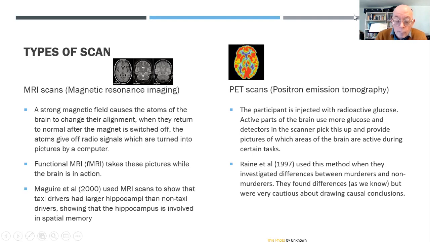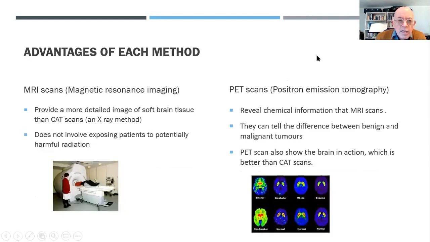Okay, so Rain et al., that's a good example. That's something that we looked at in component 1. They used this method to see if there are any physical differences in the brains of murderers and non-murderers. And they found there were, but as we know, they were also very cautious about drawing any causal conclusions. Just because we've got a particular shape of brain of one sort or another, that doesn't mean that we will definitely go on to kill someone. Right. Okay, so those are the two types of scans. Now let's think about what the advantages and disadvantages of them are.